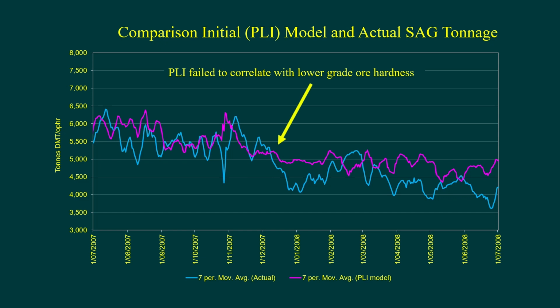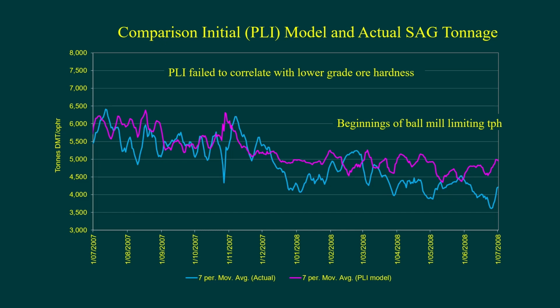The point load index said that the lower grade ore basically had the same hardness as higher grade ore, but when we did some SMC test work, we found that in fact the lower grade ore was harder, and for some reason the point load index didn't correlate with that lower grade ore hardness. And if you remember what I said on one of the very earliest slides in this presentation, one must be very, very careful about the use of proxies.